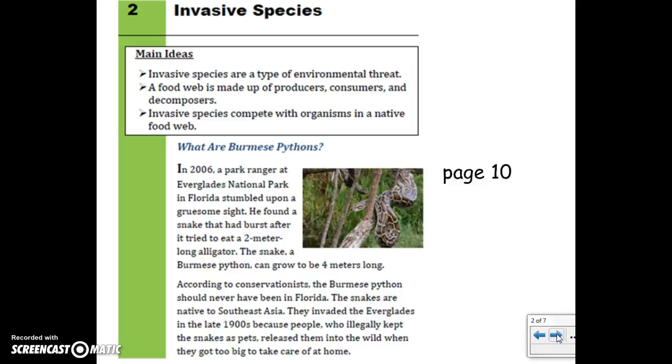They invaded the Everglades in the late 1900s because people, who illegally kept the snakes as pets, released them into the wild when they got too big to take care of at home.